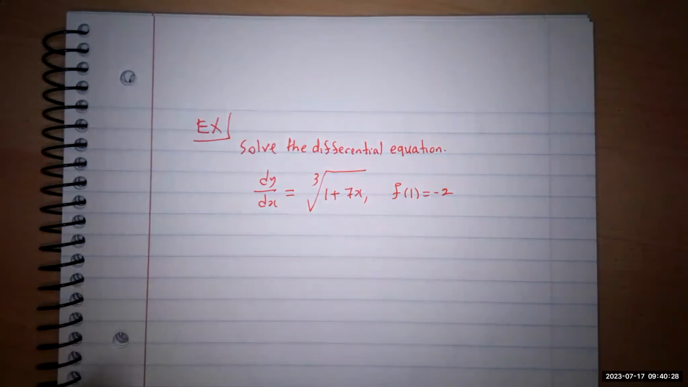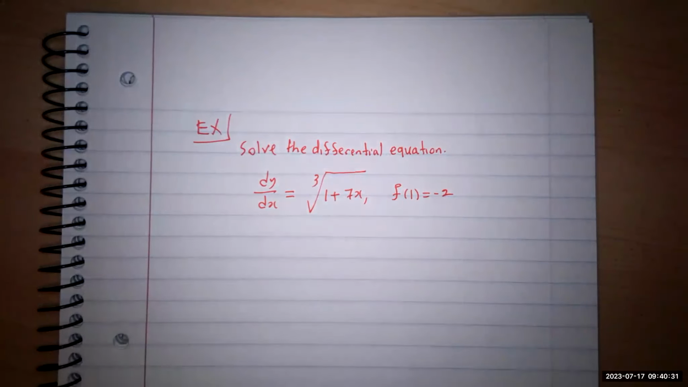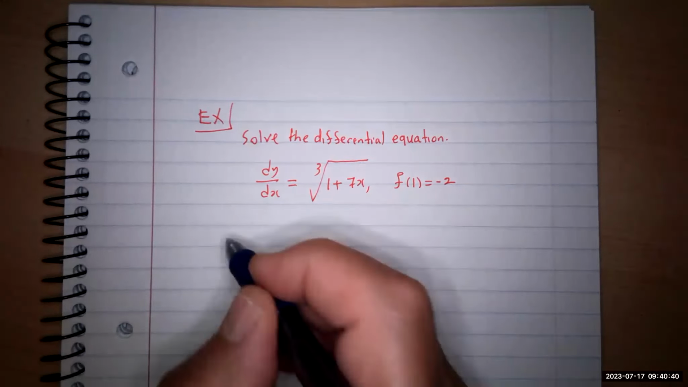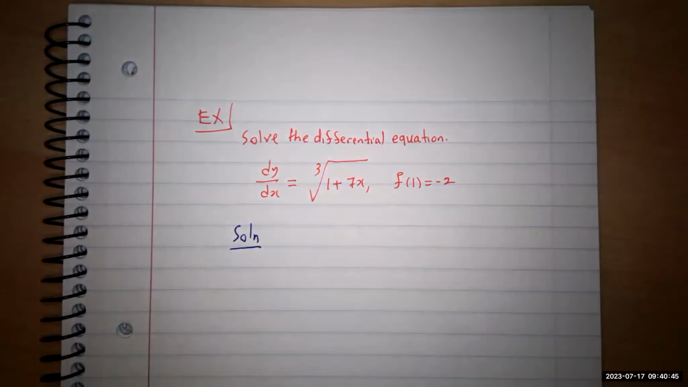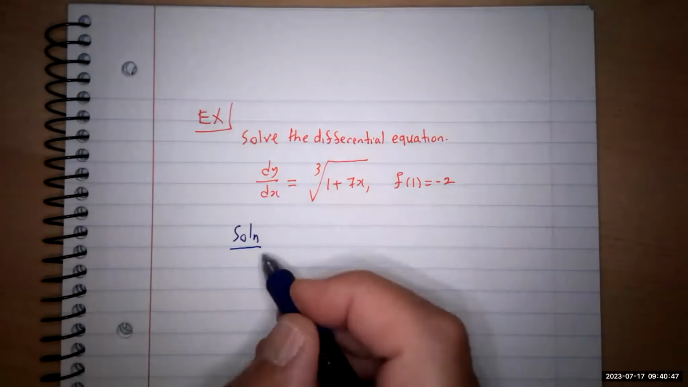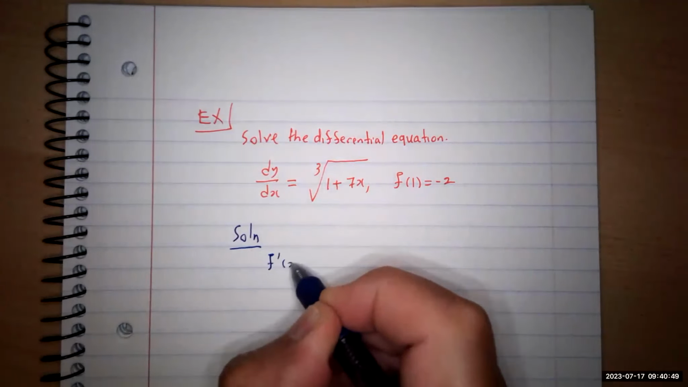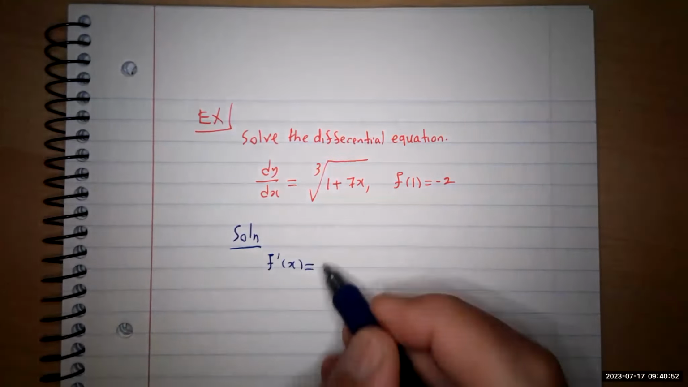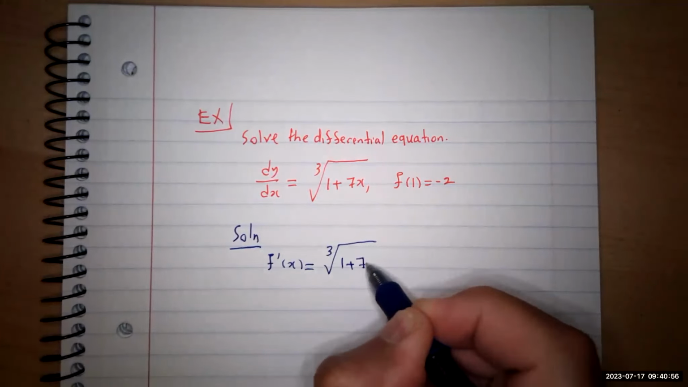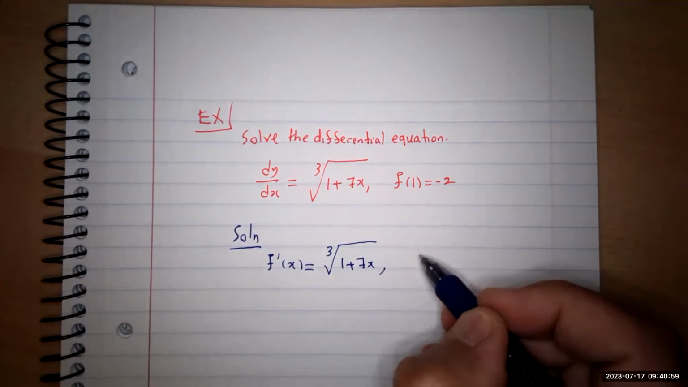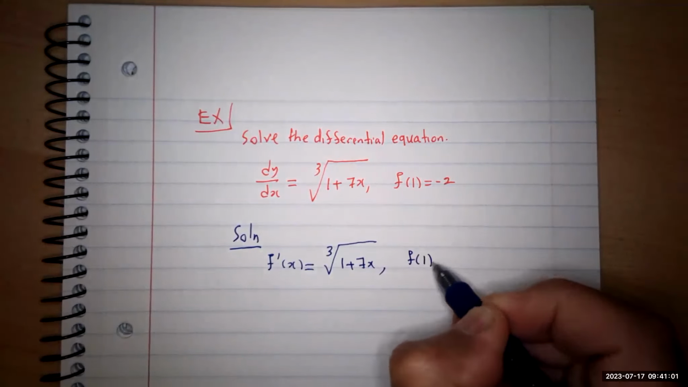Okay, the way we do it, remember, we change this one to f prime. So f prime is given to you and you want to recover the f, you integrate it, as you did for the other problems. Okay, are you ready? Solution. We rewrite this one as f prime. So f prime of x is equal to the cube root of 1 plus 7x. Initial condition: f of 1 equals negative 2.